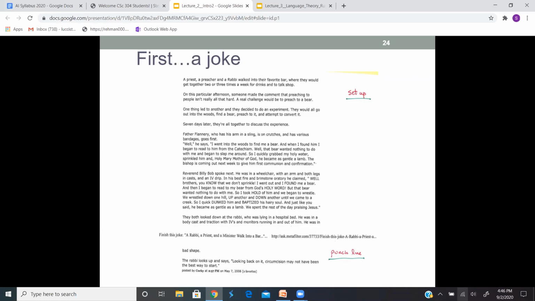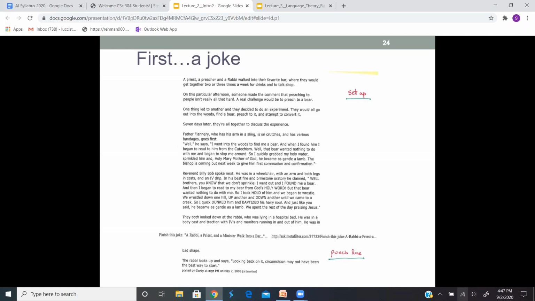We wrestled down one hill, up another, down another, and we came to a creek. The Protestants like to use a whole lake or creek to do their religious work, not holy water. So I dunked him and baptized him, his hairy soul. And just like you said, he became as gentle as a lamb. We spent the rest of the day praising Jesus. So that's a good Protestant. They're talking about Jesus. Okay.